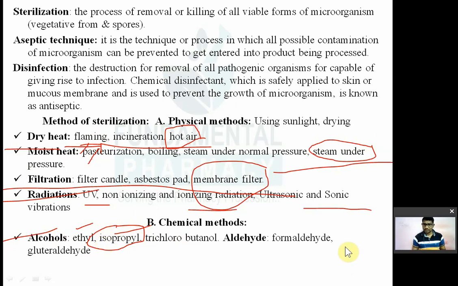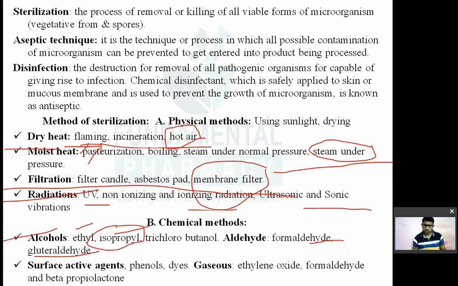Then aldehydes like formaldehyde and glutaraldehyde. Then certain surface active agents like cetrimide, phenols, dyes and all. Then gases like ethylene oxide, formaldehyde, and beta propanolactone. So remember, under physical methods: dry, moist, filtration and radiation. Under chemical methods: alcohol, aldehyde, then quaternary ammonium compounds like cetrimide, surface active agents, and gases, which include ethylene oxide, formaldehyde, beta propanolactone.